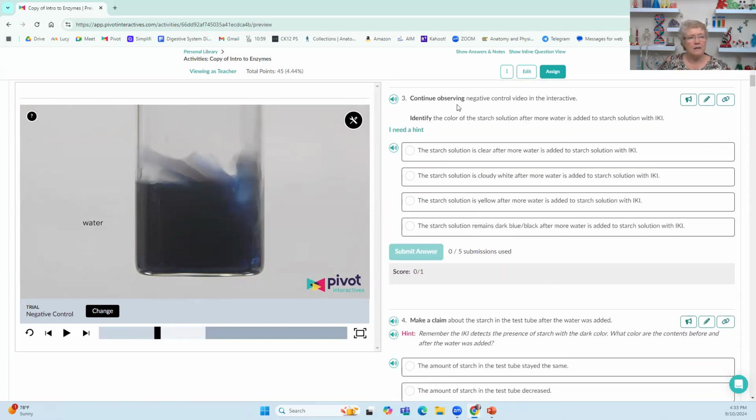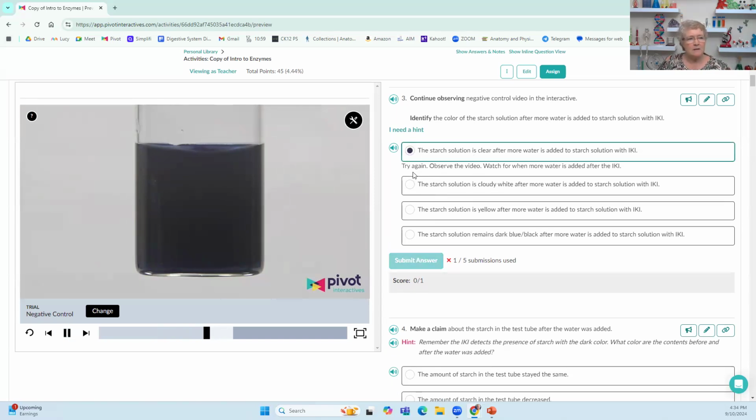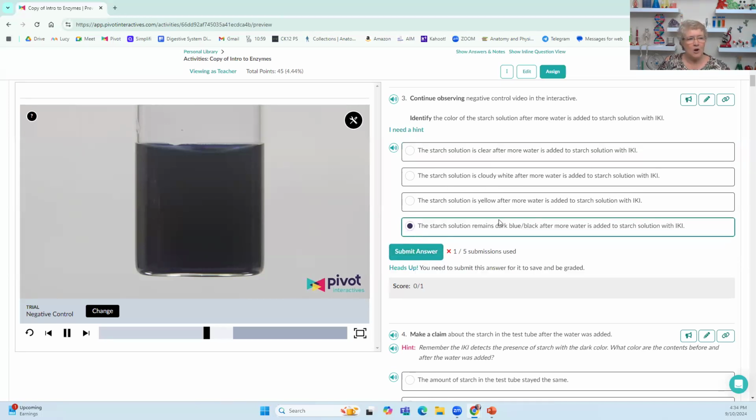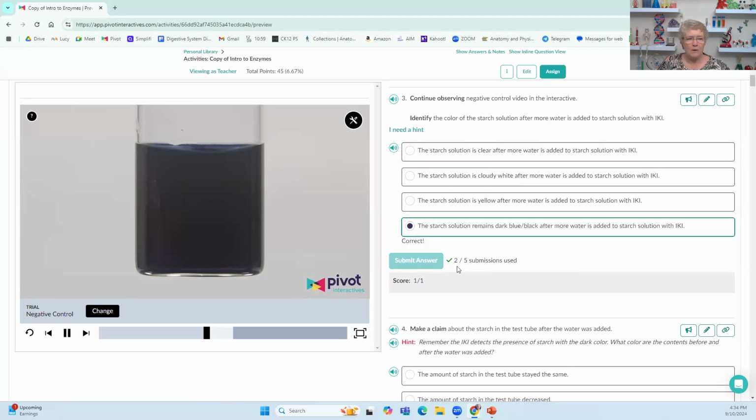The third thing we're going to do, continue observing. Now we're going to identify the color of the starch solution after more water is added. So water's going in right now. You can see it being splashed in there. So what color is it after that water has been added? The options are the starch solution is clear, it's cloudy white, it's yellow, or it remains dark blue. I'm going to click a wrong one. I'm going to click the one that says is clear, so you can see that it says try again. Observe the video, watch for when more water is added. Then I'm going to try this again. I'm going to say it remains dark blue. That is correct. So I got it right on my second submission.